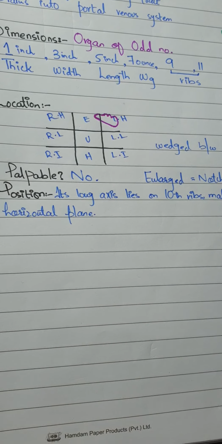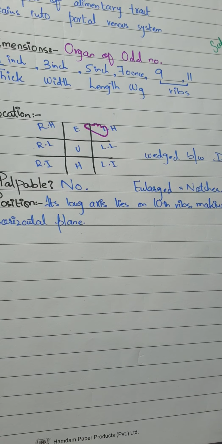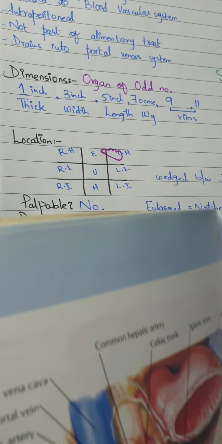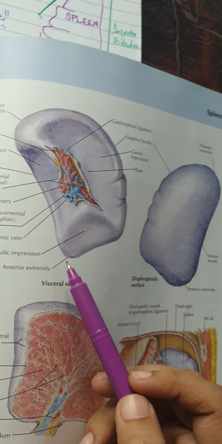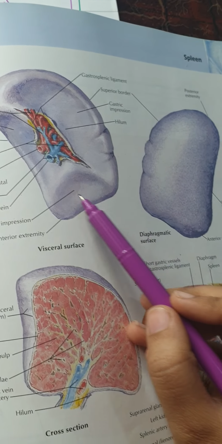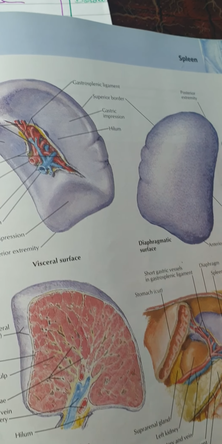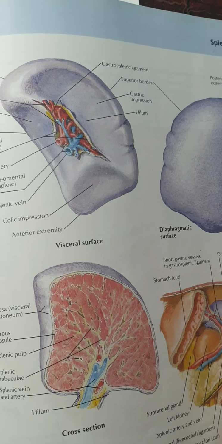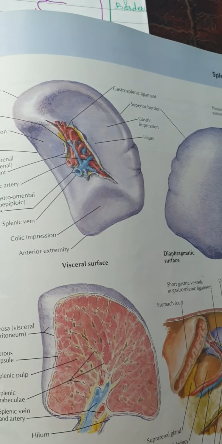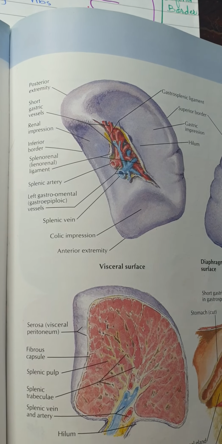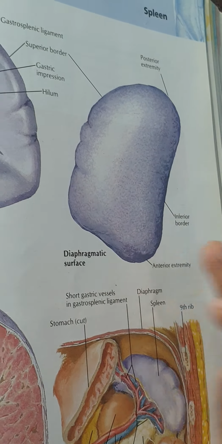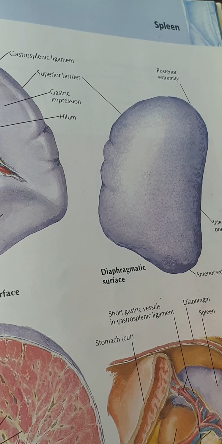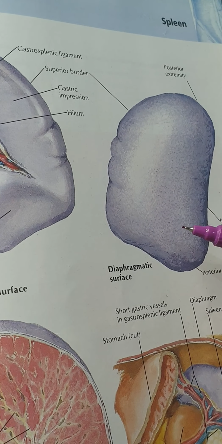Now we will look at the external features of the spleen. Here you can see in the atlas that we have two diagrams of spleen. This diagram is representing the visceral surface of spleen and this is showing the diaphragmatic surface of spleen. I told you that spleen is present in between the diaphragm and the fundus of stomach. So this diaphragmatic surface is related to the diaphragm and it is separating the spleen from the lungs and from the pleura. This surface is convex and smooth.